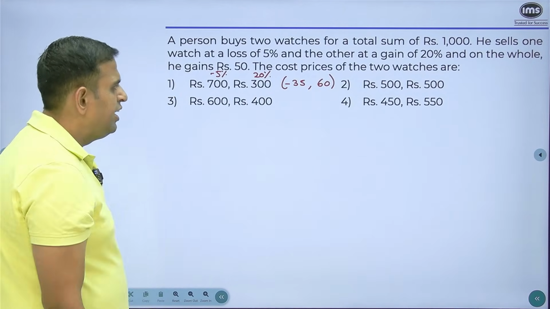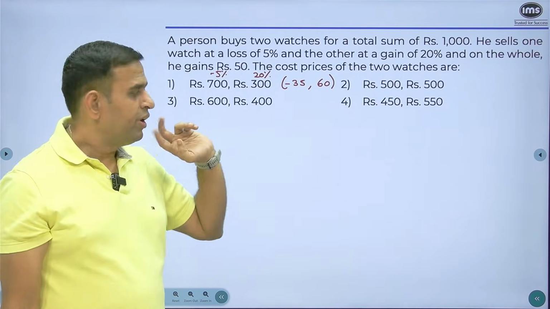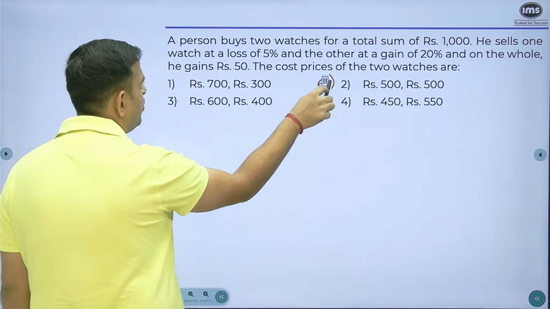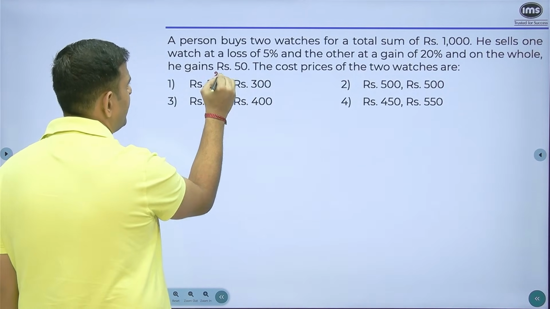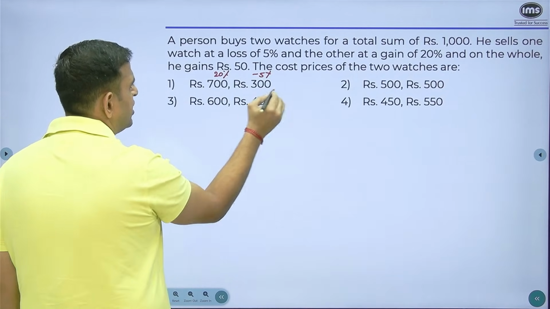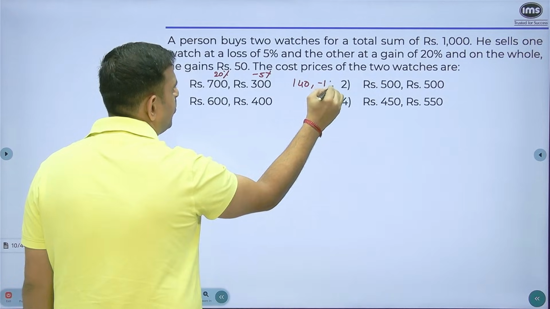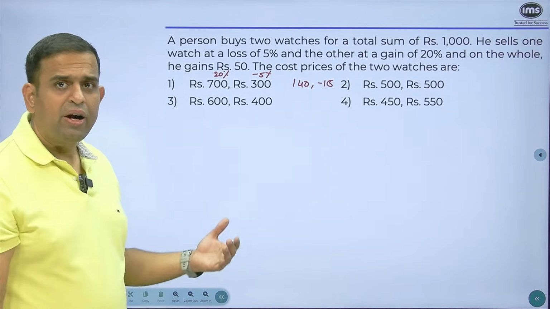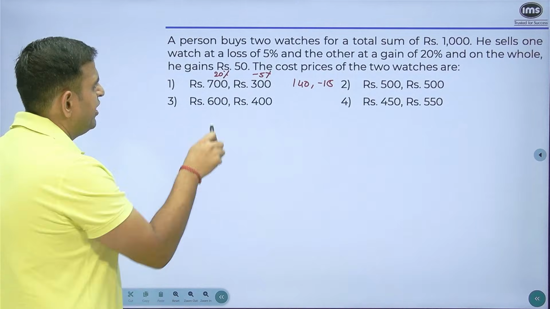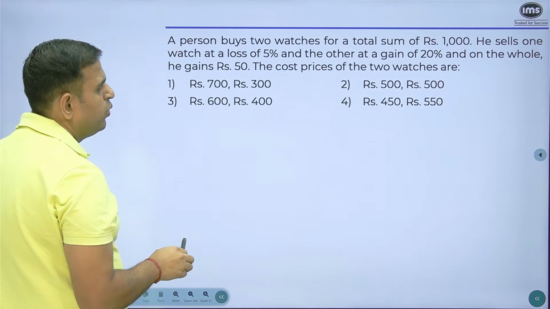And clearly, it's not going to come out to be a gain of 50 here. What if I try the other way around? If I try 20% profit here and a 5% loss over here, this will give you 140 profit and this will give you a 15 rupee loss. Clearly, my total gain is not going to come out to be 50. So this is clearly not going to be true.